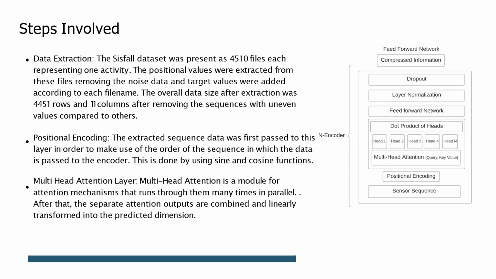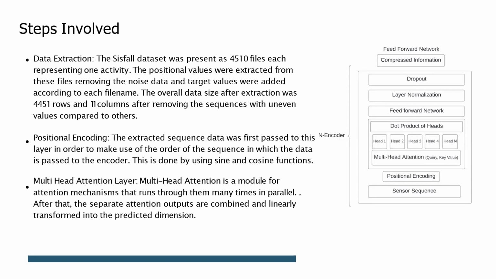Next, we have positional encoding. This layer makes use of the order of the sequence in which the data is passed to the encoder. For all even indexed positional values, the sine value is calculated, and for all odd indexed values, the cosine value is calculated. This gives information about the relative positioning of the tokens in the sequence.